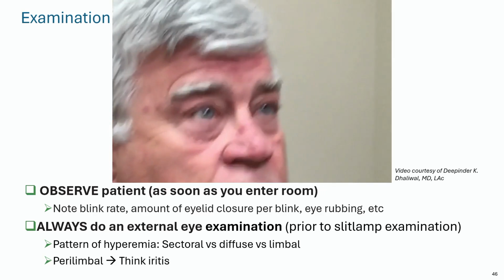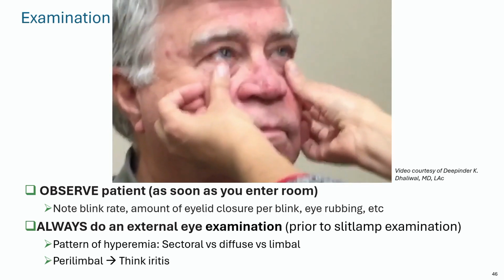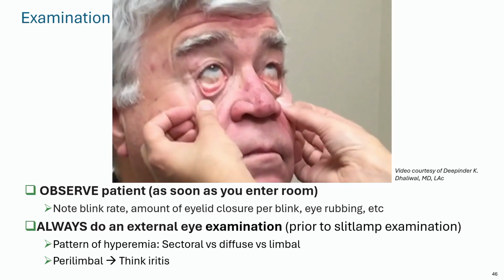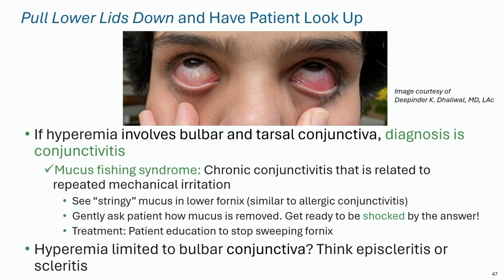That information right there will give you so much of your exam findings. Why? Because when you pull the lower lids down and have the patient look up, you will diagnose conjunctivitis in 5 seconds because the hyperemia will be affecting the bulbar and tarsal conj. This is my son with problematic allergic conjunctivitis. Okay, so you can see it's conjunctivitis.